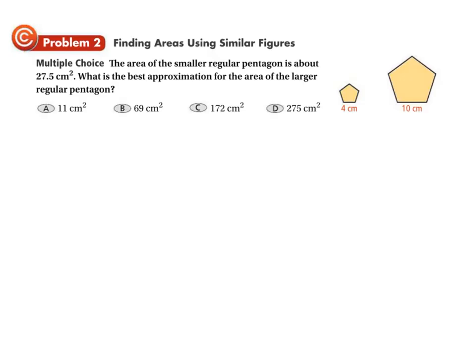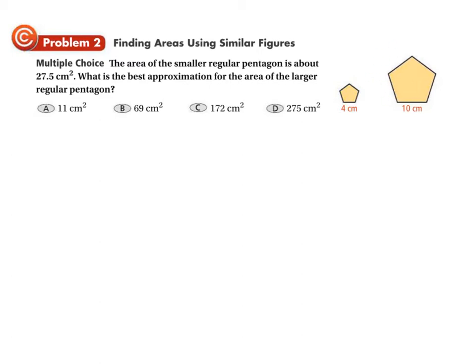Okay, so here, problem 2, they're saying that we're going to find the area of these similar figures. The area of the smaller regular pentagon right here is about 27.5 square centimeters. What's the best approximation for the area of the larger regular pentagon?